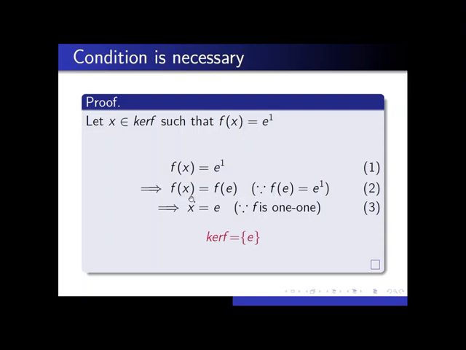What is f? f is an isomorphism. Isomorphism means 1-1 onto homomorphism. What is 1-1? f of a equals f of b implies a is equal to b. So f of x is equal to f of e implies x is equal to e. That means we took any element x in kernel f, and that x turned out to be e. That means kernel f contains only the identity element of G. Kernel f is equal to E. So this is the necessary condition.